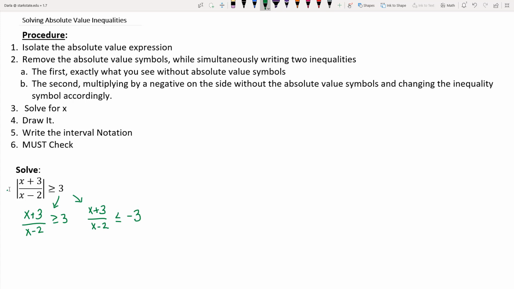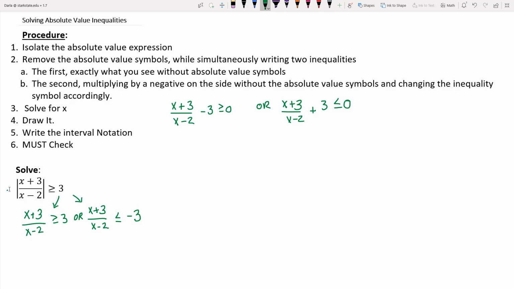And since the absolute value is greater than or equal to 3, that's distances beyond 3 units, this is an OR scenario. So either one has to be true. And that's important. So then we would rewrite each of these by moving the constant over so that one side of the inequality is 0. So we have (x + 3)/(x - 2) - 3 is greater than or equal to 0. Or we have (x + 3)/(x - 2) + 3 is less than or equal to 0.